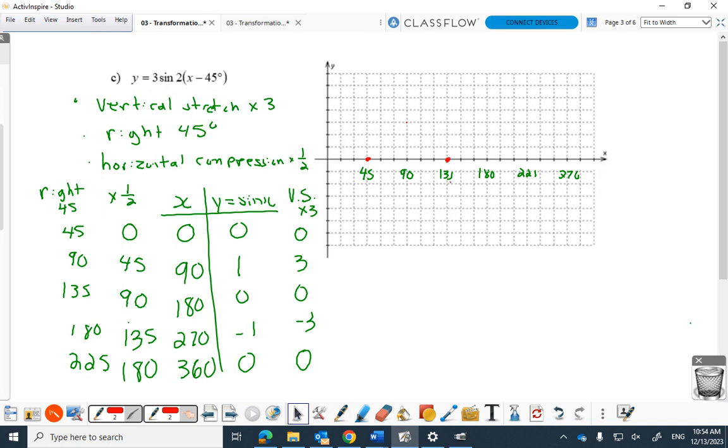180, -3. 225, 0. Geez, I know the pattern. You see me not looking anymore? Once I get a couple of points on there, I already know what's happening. Missed.